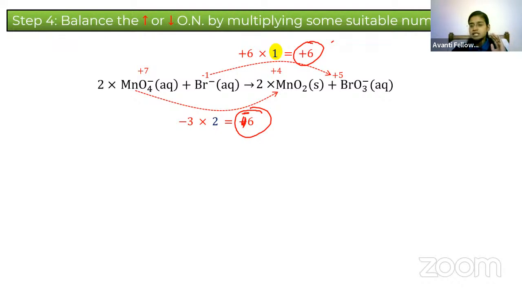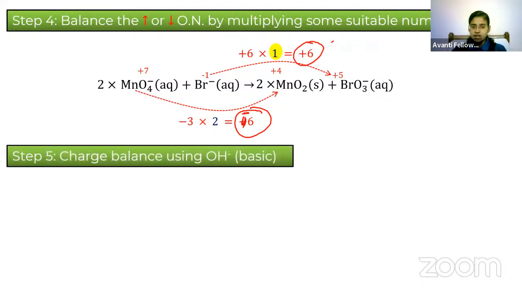Then we have to go for step number 5. Now, we have balanced the atoms which have undergone oxidation, a change in oxidation number, and we have balanced the charges also. So now we have to start balancing the oxygen and hydrogen, right? So now coming to step number 5: charge balance is done by adding OH minus.